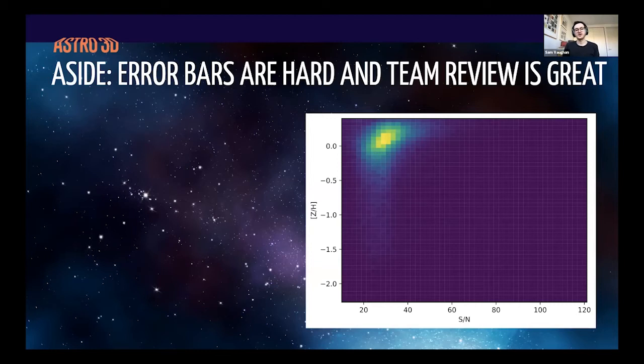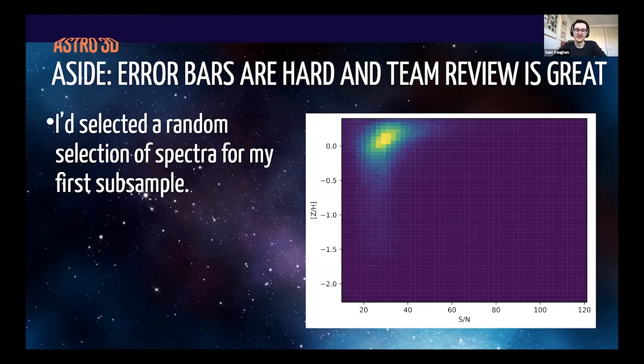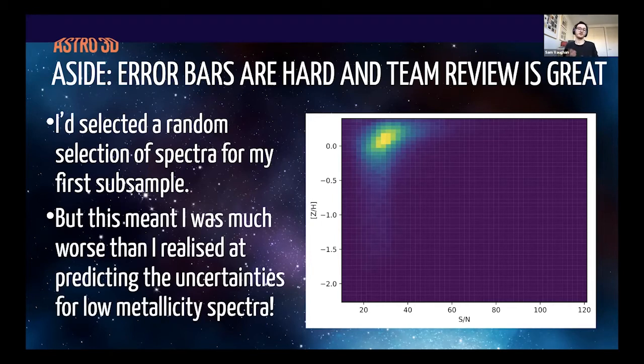So this is a plot of the metallicity and the signal to noise properties of all of my spectra. So there's 70,000 odd spectra in here. This is just a 2D histogram. So my mistake was to select a random selection of spectra for the things I was going to bootstrap. But that means that because there were a few low metallicity spectra, it turns out that I wasn't very good at predicting the uncertainty for these low metallicity spectra, because there's a smaller fraction of things which are down here compared to high metallicity things at kind of medium signal to noise.